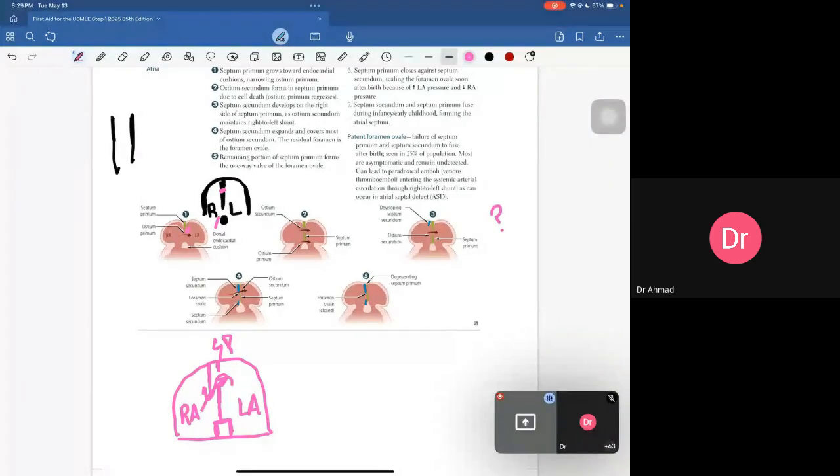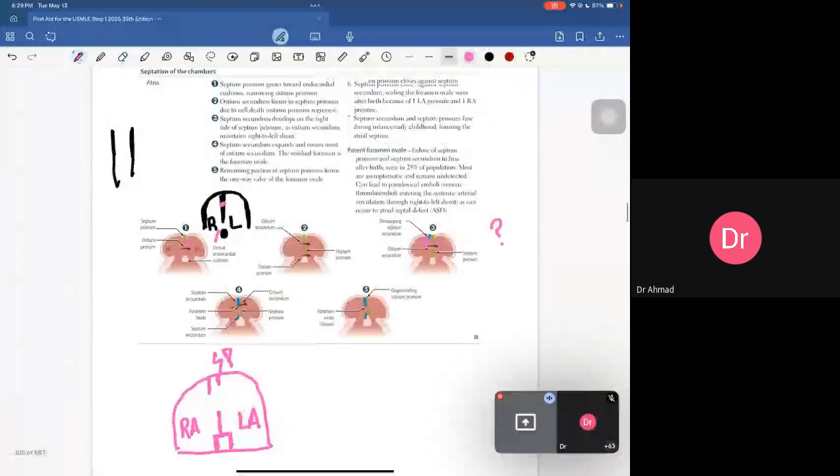The blood can go from the right side of the heart to the left side of the heart, but since it forms a one-way valve, the blood cannot go the opposite way. It's just like a door that opens on the outside, but does not open on the inside. So this thing is known as the ostium secundum, and this would be the septum secundum, right? That is the main logic.